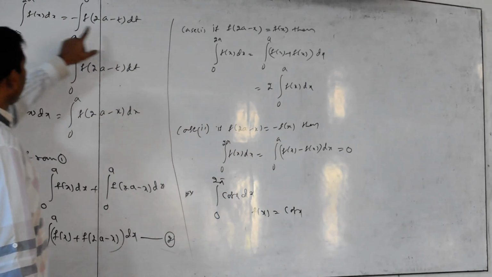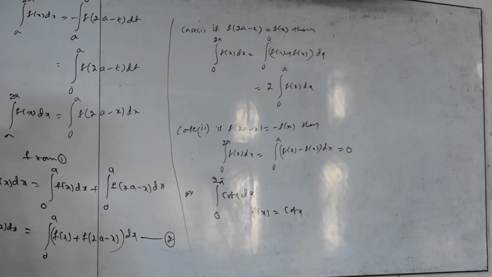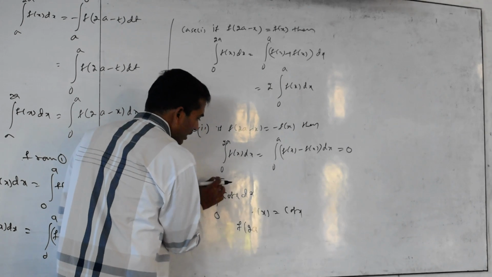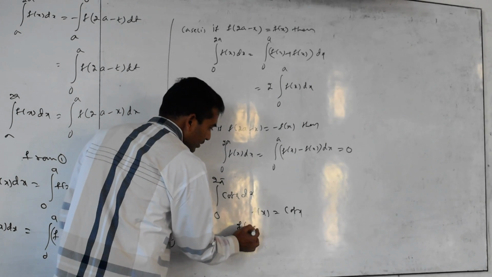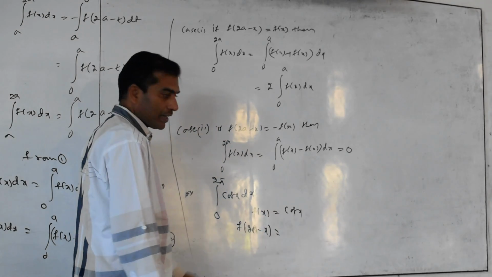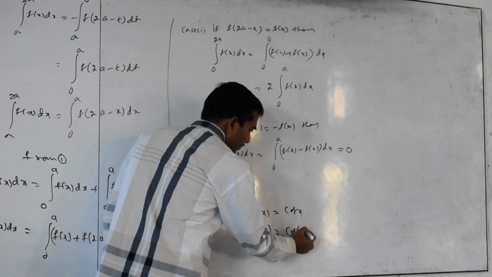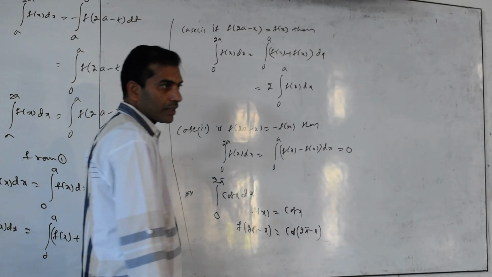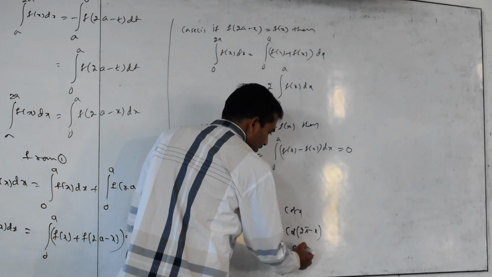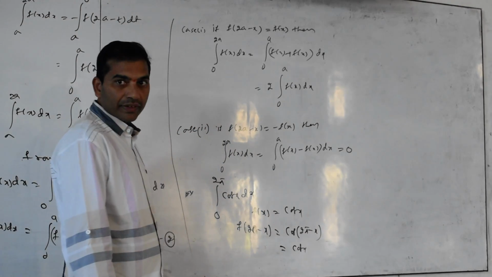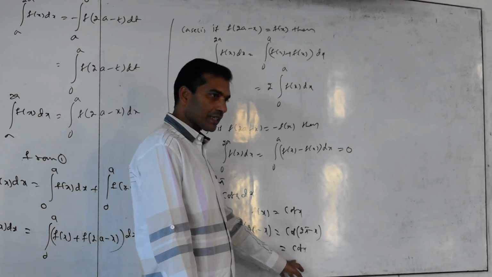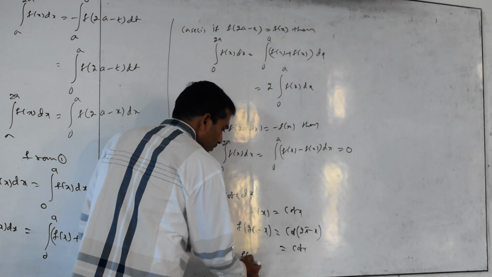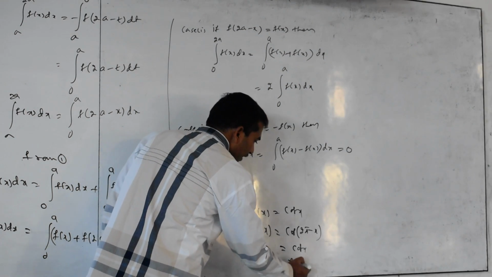There are two cases: f of 2a minus x equals f of x, and f of 2a minus x equals minus f of x. So let's verify. f of 2a minus x, where 2a means 2 pi, so x is replaced by 2 pi minus x. Cos of 2 pi minus x: 360 means even right angle, so cos stays cos. Fourth quadrant, cos x is positive. So cos x is nothing but f of x. So f of 2 pi minus x equals f of x.